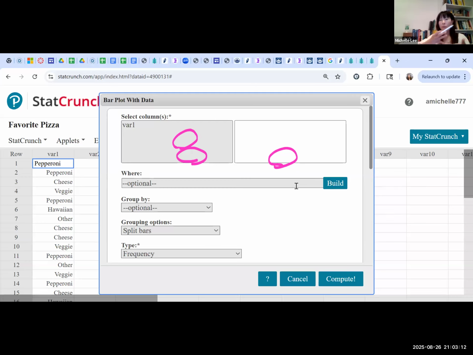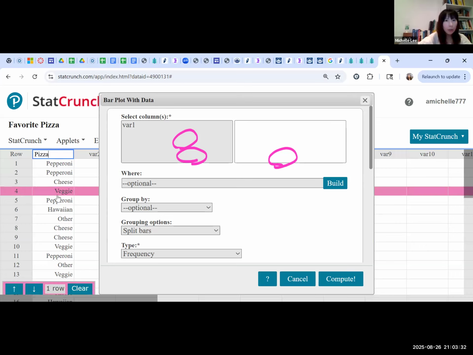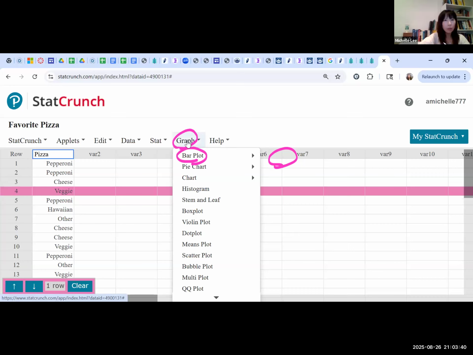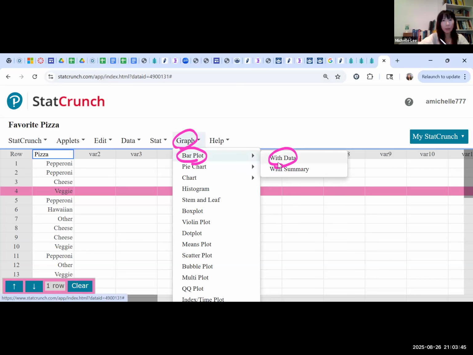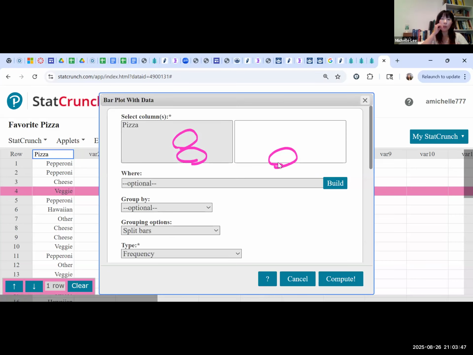Now, var1 means variable 1, right? We can use pizza or favorite pizza. We can change the name here. It's up to you. So pizza. Okay, then it appears here? No? Okay, let me do one more time then. Graph, Bar Plot with Data. Now it shows up, right?